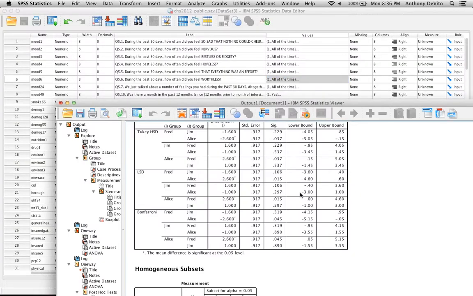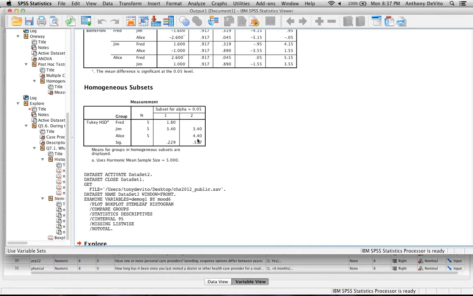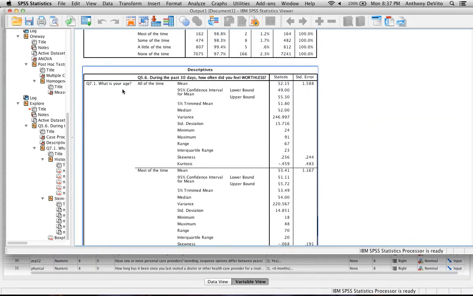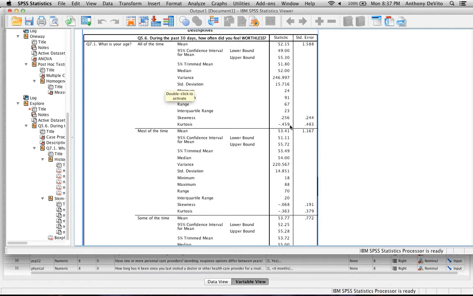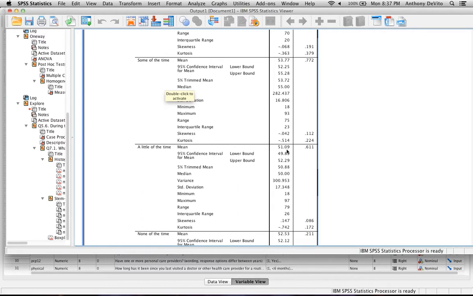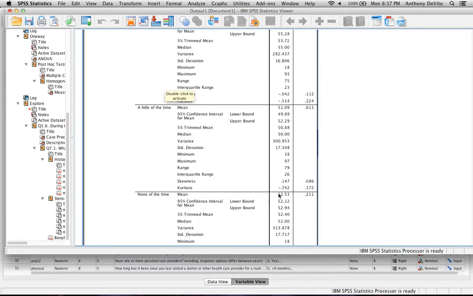So let's look at this data. Always nice to look at the data before you go too far. Okay, let's take a look at it. People have reported that they felt worthless all of the time over the past 30 days. The average age was 52.15. Most of the time, 53.41. Some of the time, 53.57. A little of the time, 51, a little younger. None of the time. Doesn't seem like they're very different, though, does it?